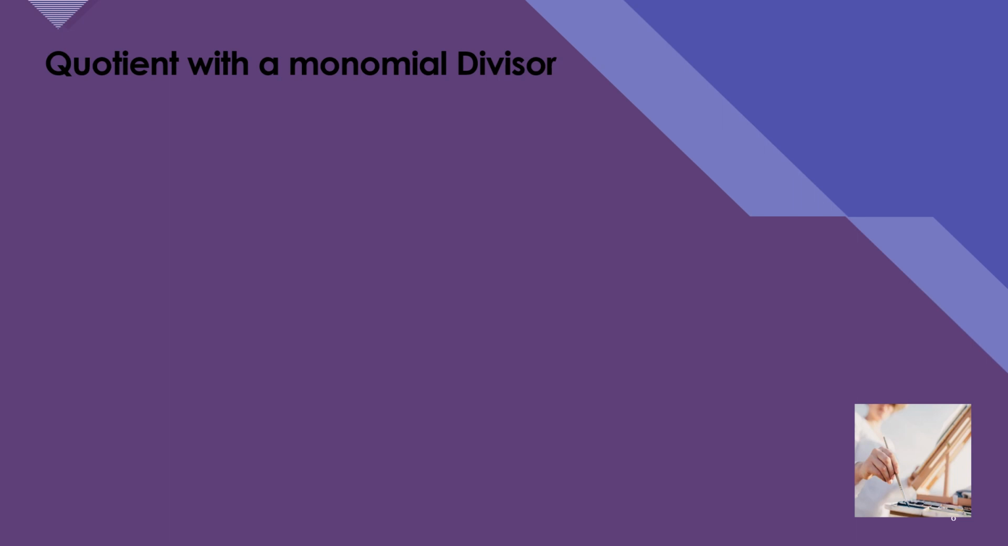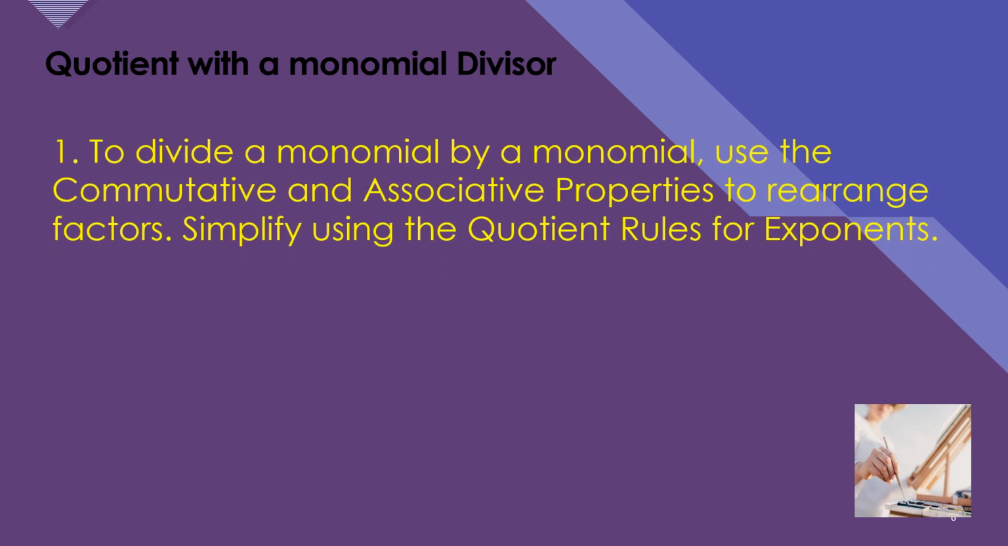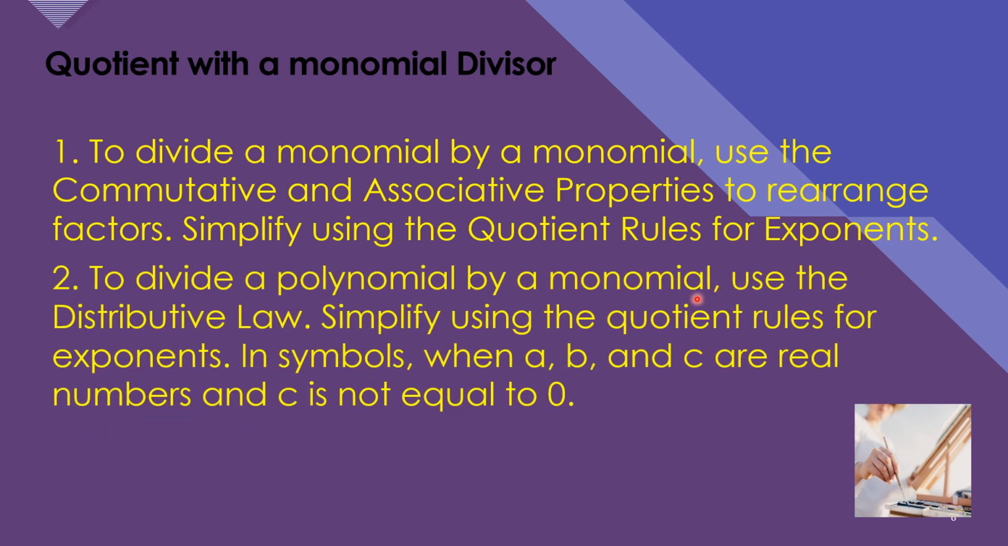Next, quotient with monomial division. Let's read this. To divide a monomial by a monomial, use the commutative and associative properties to rearrange factors to simplify using the quotient rules for exponents. To divide a polynomial by a monomial, use the distributive law or simplify using the quotient rules for the exponents. So in symbols, when a, b, and c are real numbers and c is not equal to 0. Okay, let's simplify.